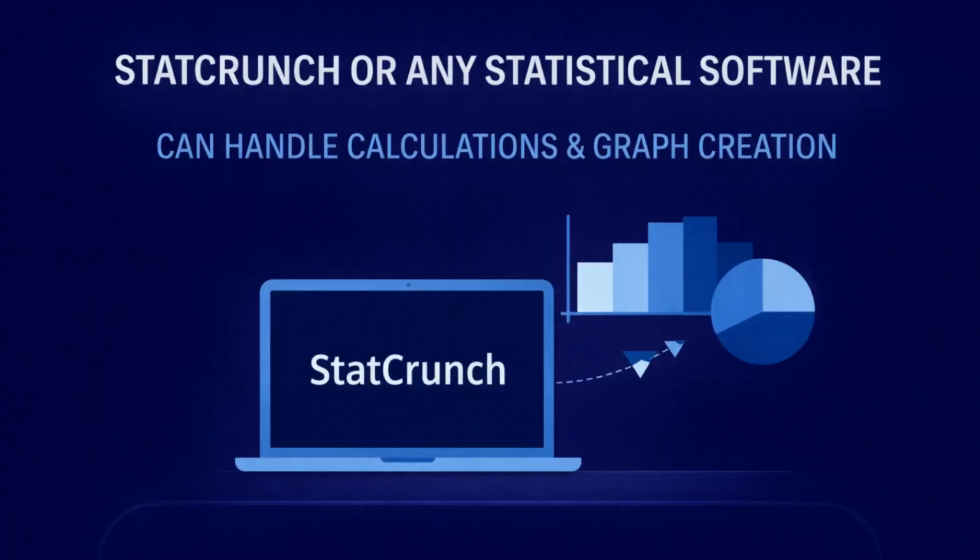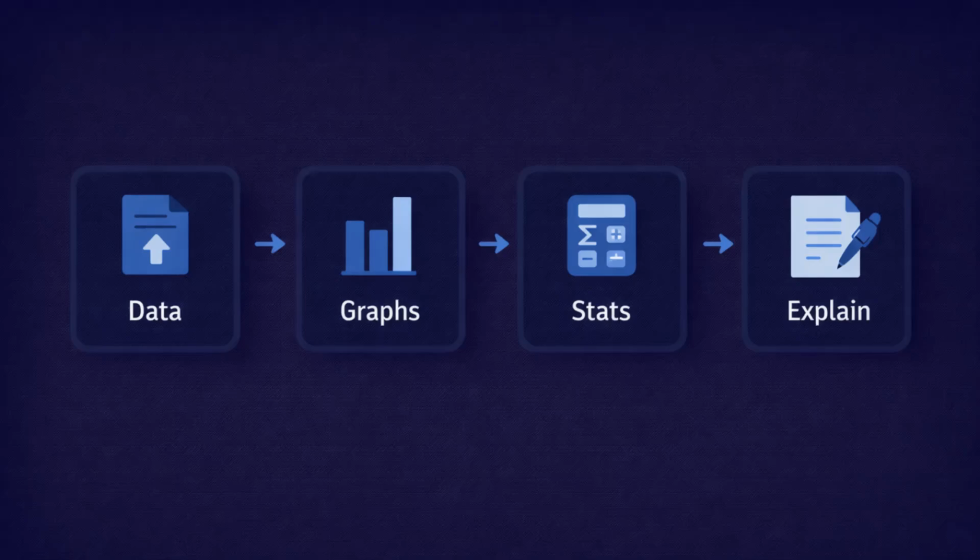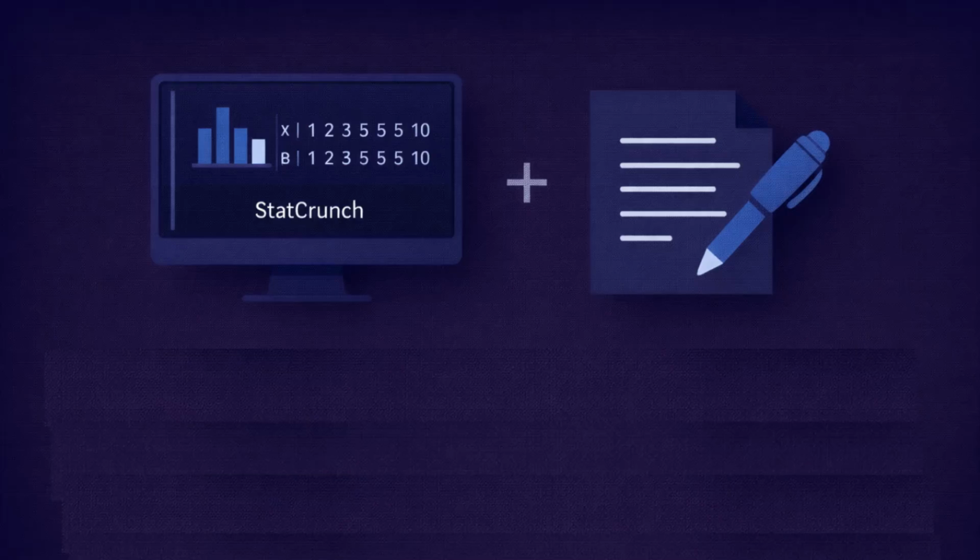Throughout this course, StatCrunch or any statistical software can handle the calculations and graph creation. Your workflow will usually involve entering or uploading data, creating graphs, viewing summary statistics, and then writing a few sentences explaining what you see. StatCrunch gives you the numbers and graphs. You provide the interpretation, the context, and the explanation.